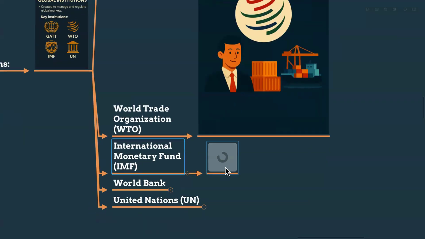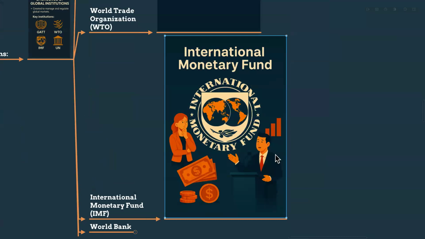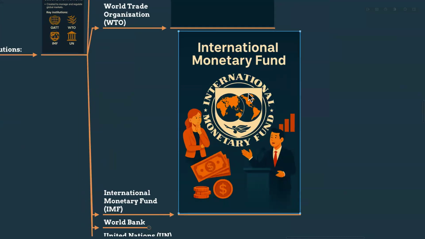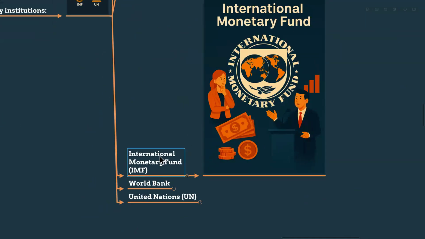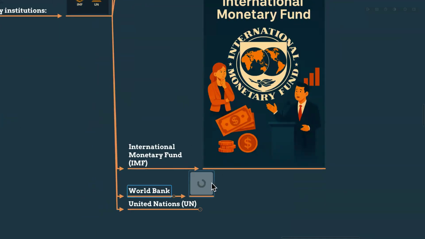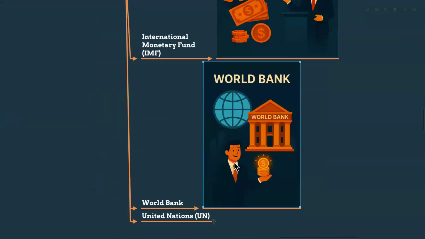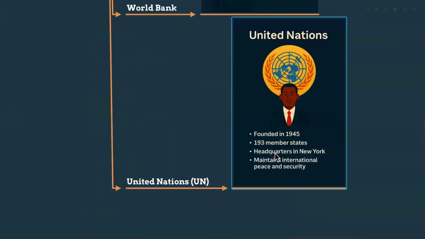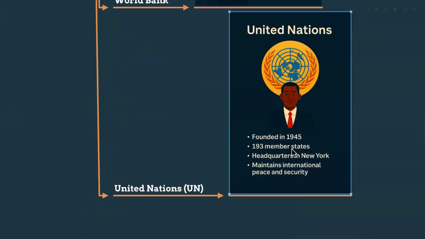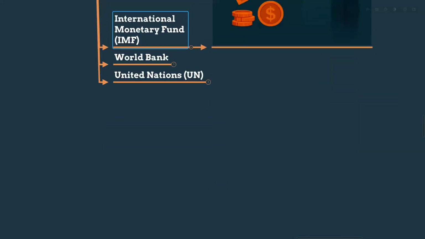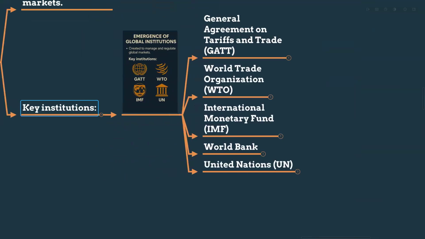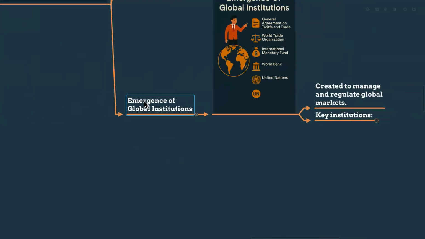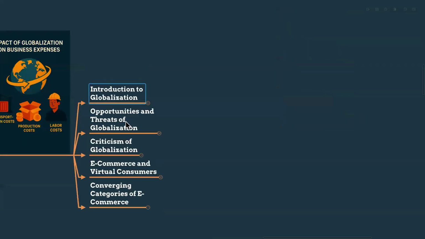And the IMF is contributing massively to Sri Lanka's regrowth. The International Monetary Fund lends money to countries. Sri Lanka borrows from the IMF, right? At the same time, the World Bank funds development projects, highways, and schools in Sri Lanka. And the United Nations promotes peace and development. It was founded in 1945, has 193 members, and its headquarters are in New York. They maintain international peace and security. So these are the organizations created because of globalization, because countries are interconnected, so they have to be managed. So that is globalization.